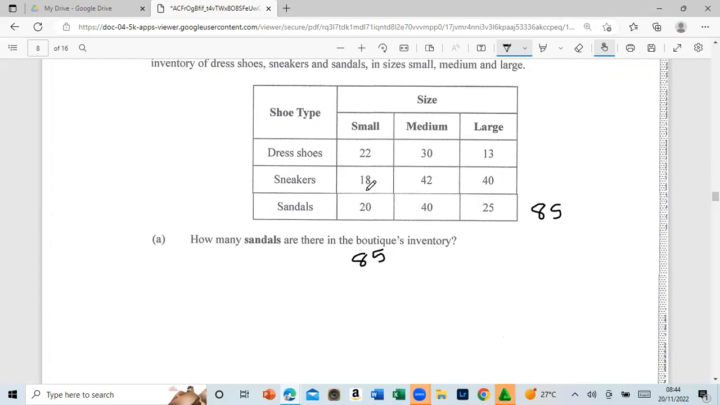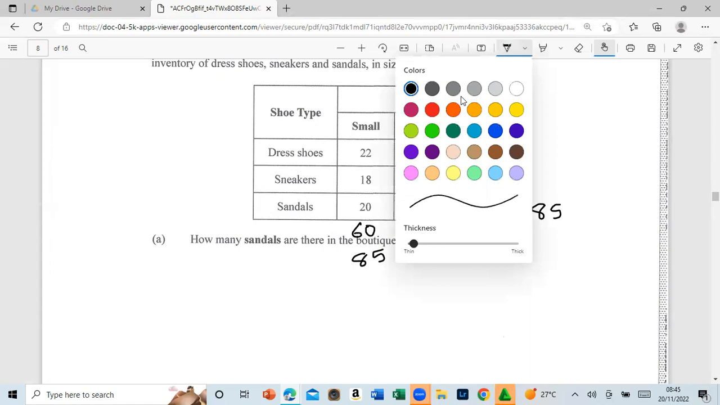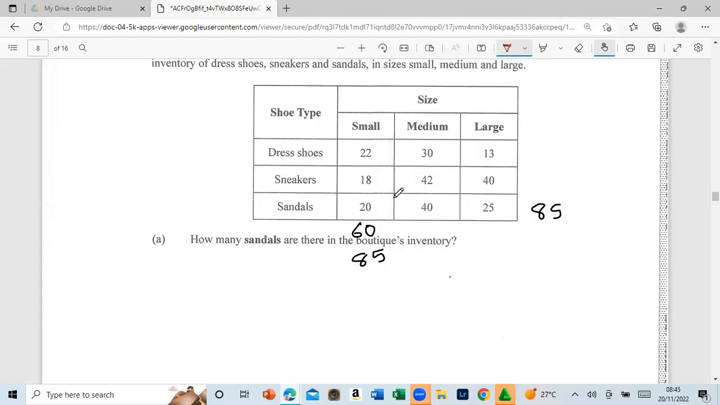So 22 plus 20, that's 42. 42 plus 18, that should be 60. Check it for yourself when I do the exam. All right, so for medium, it's 40 plus 40, that's 82. 82 plus 30 should be 112. So I think we'll find the winner already.